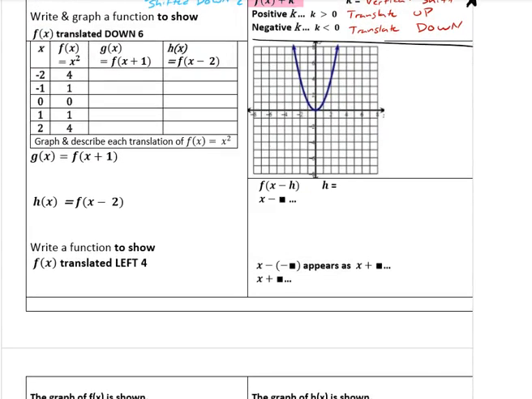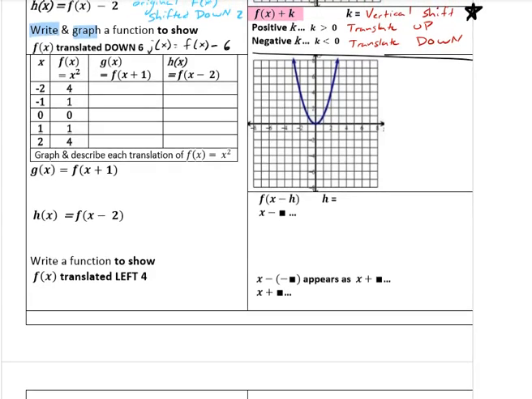Before going to the next part, I have one quick question that says, write and graph a function to show f of x translated down 6. Let's just do the writing part. If it was down 6, my new function would be, let's just pick any letter, j of x equals my original f of x, down would be minus, and 6. This would be a good easy question to add on a test that just shows do you understand how to write using h and k shifts.